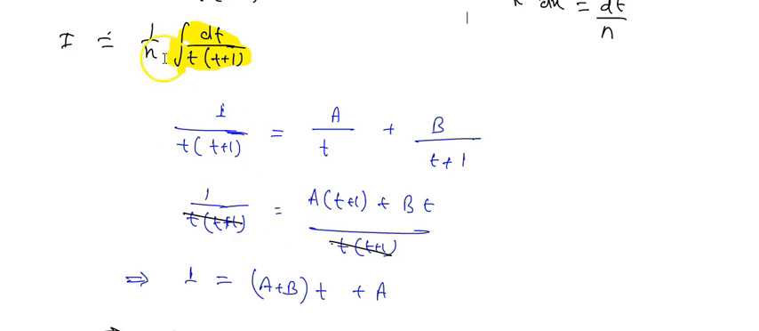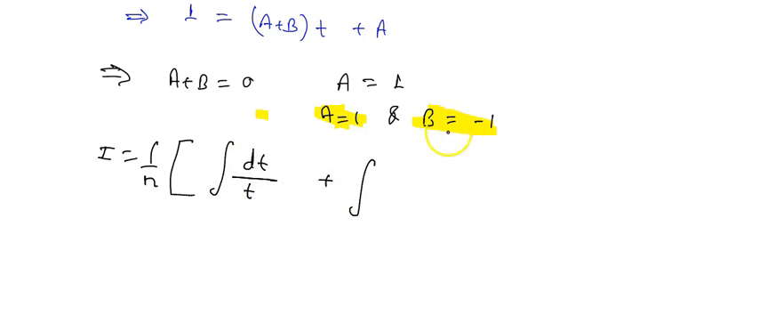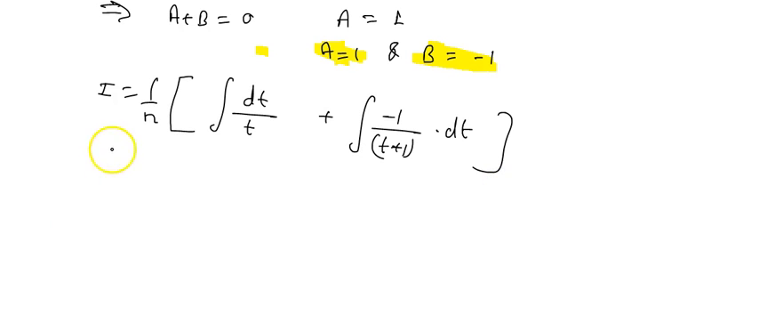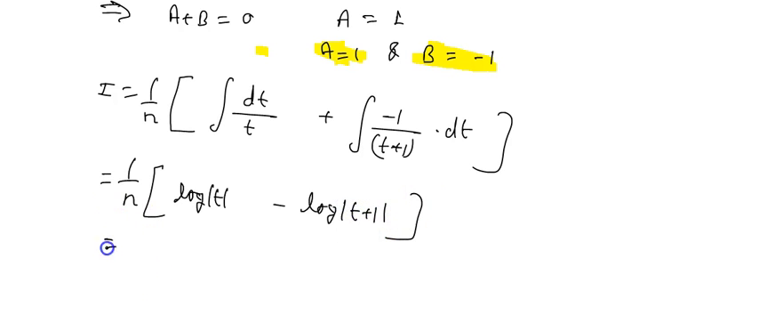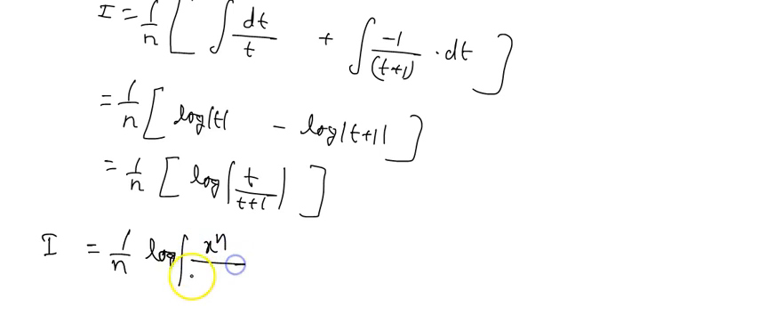So our integration, which is I equals 1 by n integration dt by t into t plus 1, is changed to I equals 1 by n integration of the value of a, which is 1, so dt by t, plus the value of b, which is minus 1, so minus 1 by t plus 1 dt. Now I can easily find the integration. So log t minus log of t plus 1, or I can write it as 1 by n log t by t plus 1. And since the value of t is x power n, our integration will be I equals 1 by n log of x power n by x power n plus 1 plus c. So this will be our final answer.